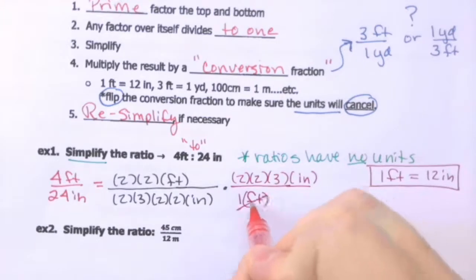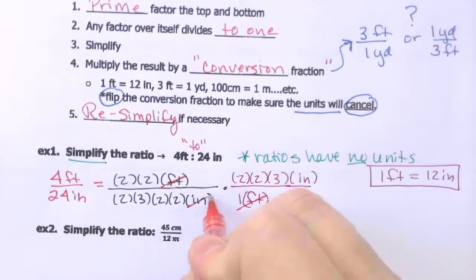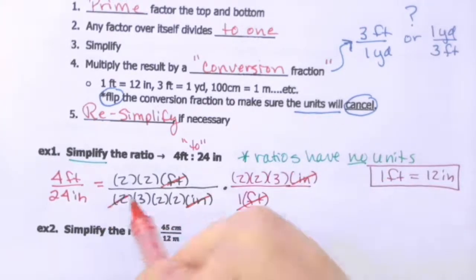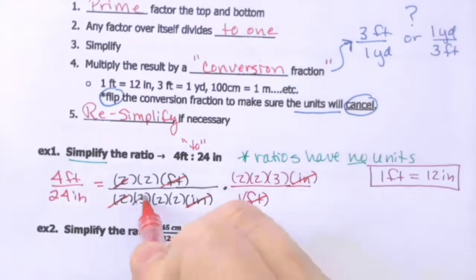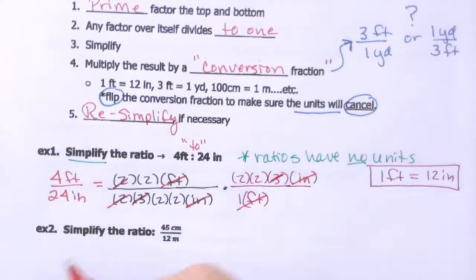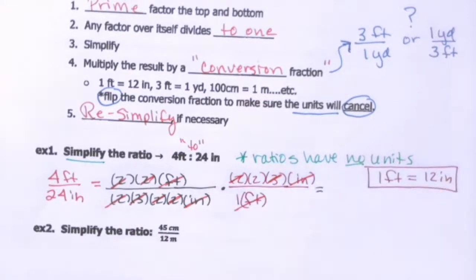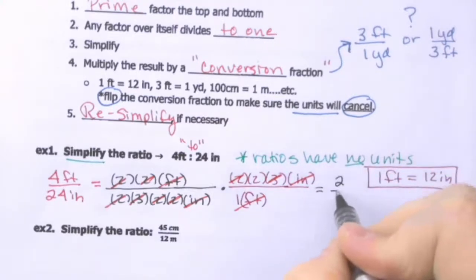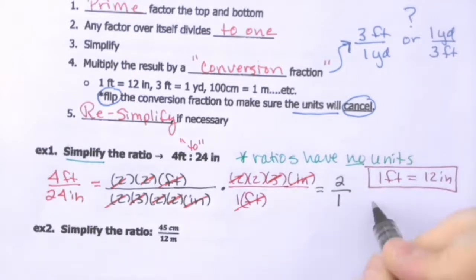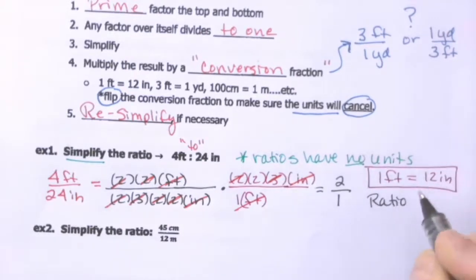Well, feet and feet divide out, inches and inches divide out, and now you have something that you need to simplify. I have a 2 on bottom, 2 on top, 3 on the bottom, a 3 on top, 2 on bottom, 2 on top, 2 on bottom, 2 on top. So on the top, all I have left is a 2. On the bottom, all I have left is a 1. So the ratio is 2 to 1 in colon form.